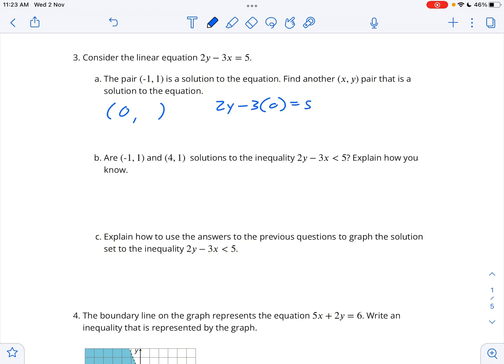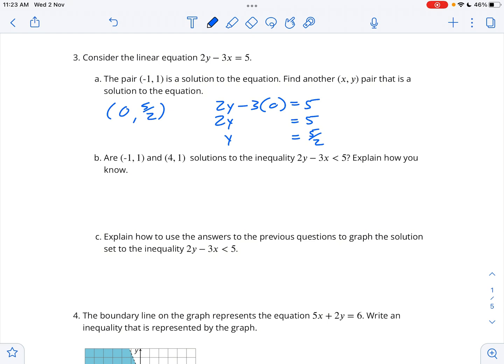So what y value would need to be there to make that true? Well, let's work it out. It's going to be 2y minus 0 is equal to 5. Divide by 2, so y is equal to 5 halves. So 0, 5 halves, or 2.5, would be another solution. But there are an infinite number of possibilities. That's just one.